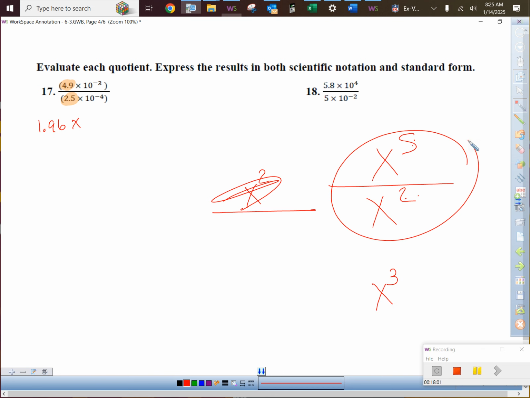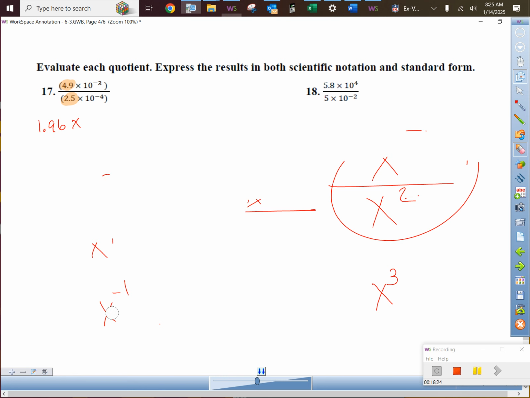That works out really nice when there's more x's upstairs than there are downstairs. But if you had x to the 3rd over x to the 4th, you're supposed to subtract those exponents from each other and get x to the negative 1st. But you can't have negative exponents. So you're supposed to reciprocate the base, and it turns into 1 over x. So it's just a long, long story.